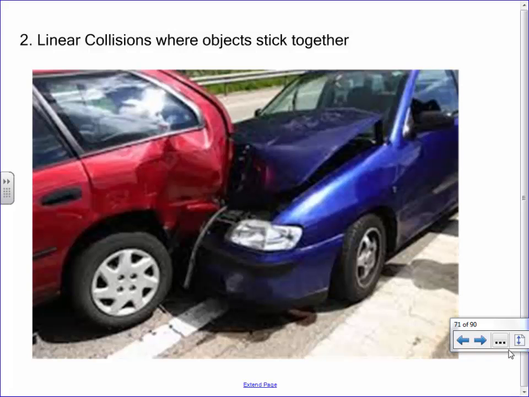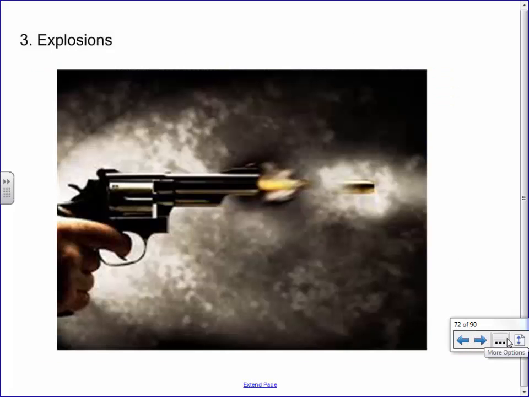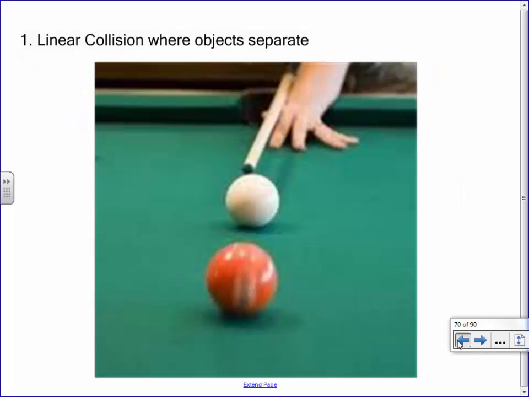So that's the second one. The third one is the explosion example. So the bullet goes this way, the gun goes that way. Fair enough?